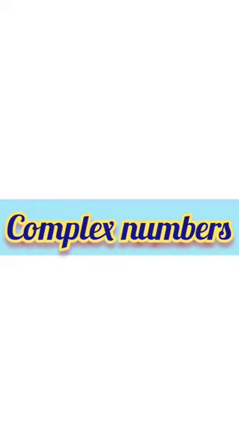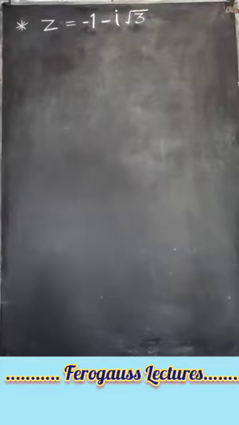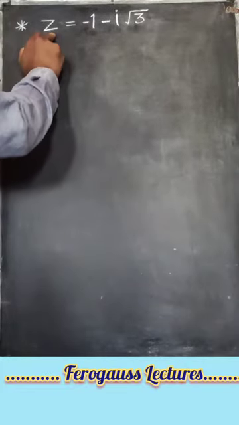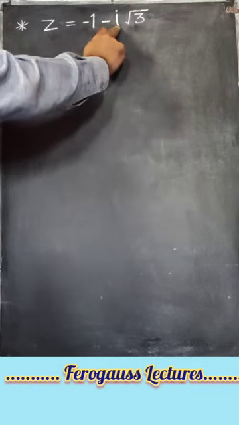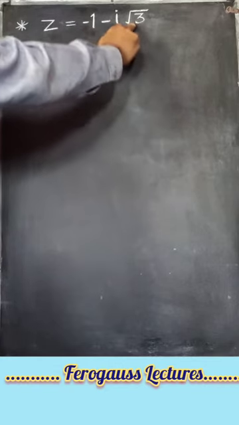Today we will find polar form of some complex numbers. Let us take a complex number and we will convert it into its polar form. Here we have complex number z equal to -1 minus iota square root of 3.